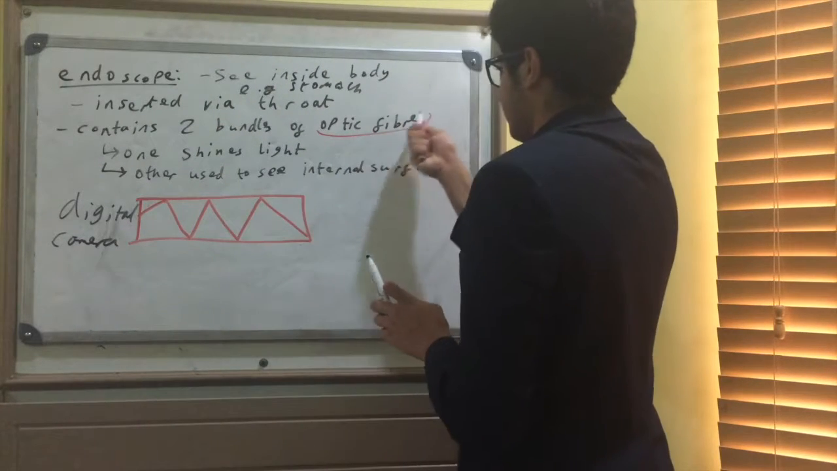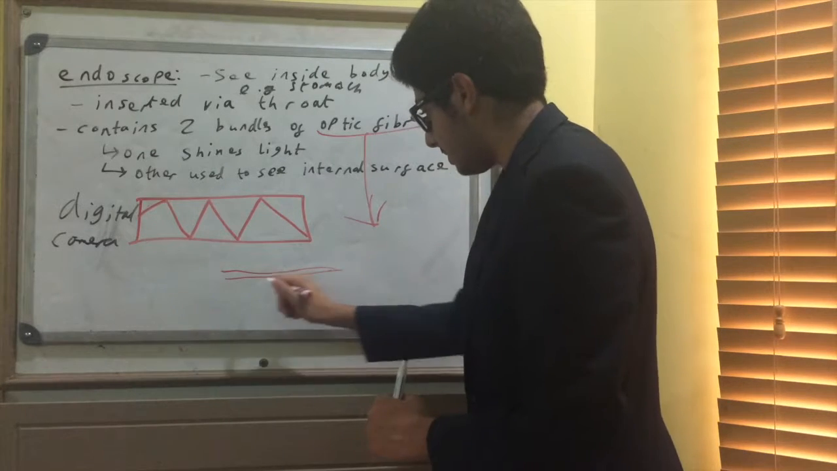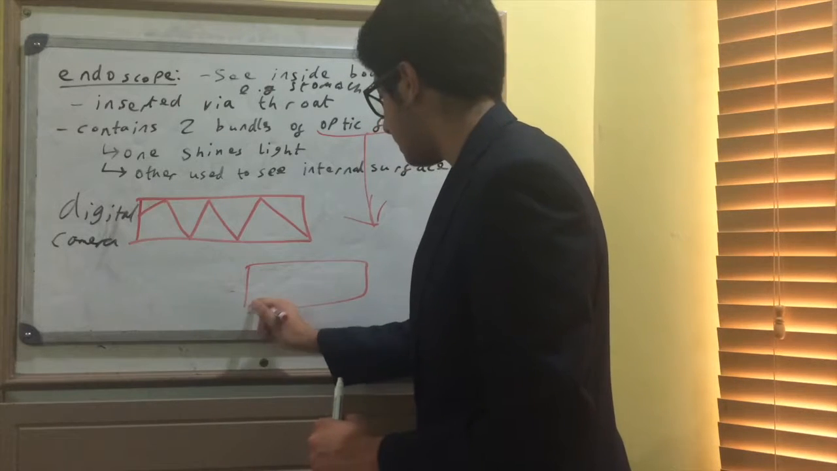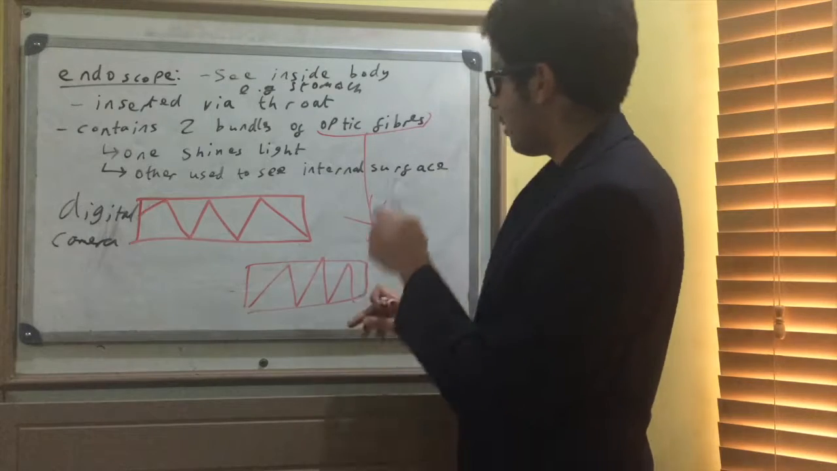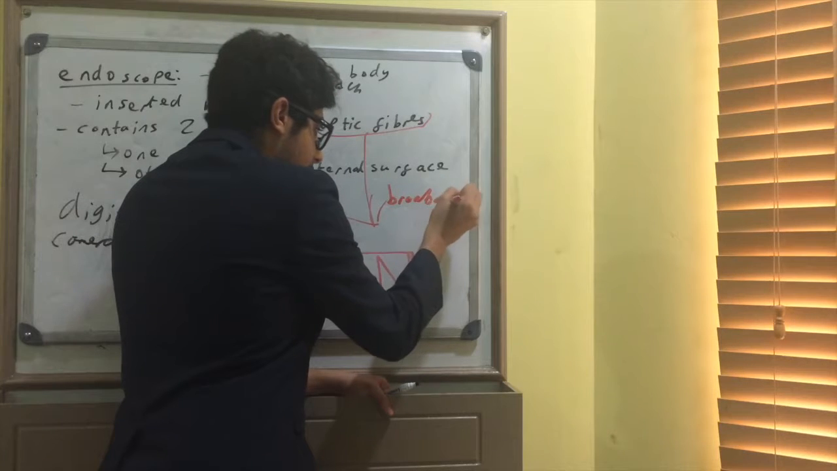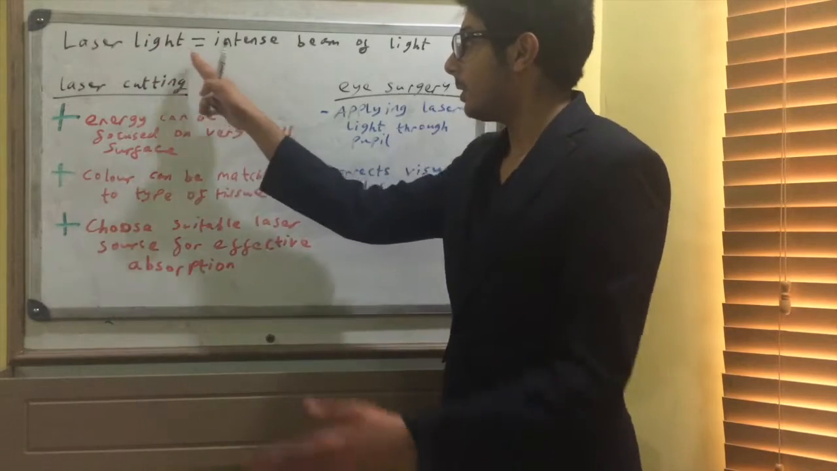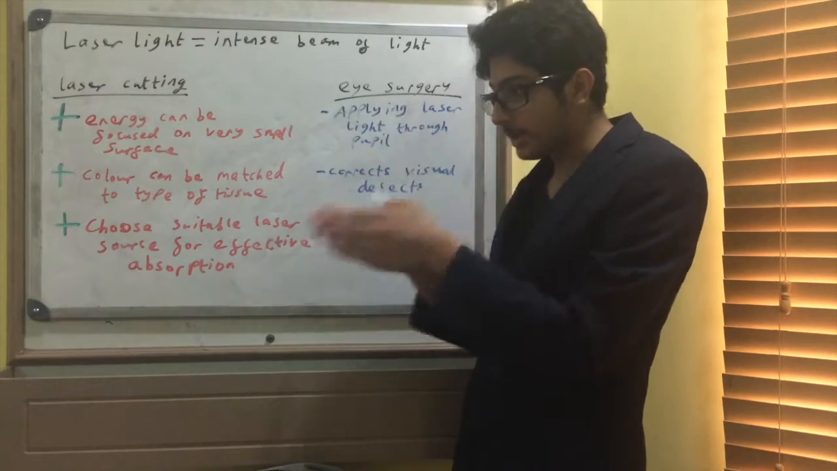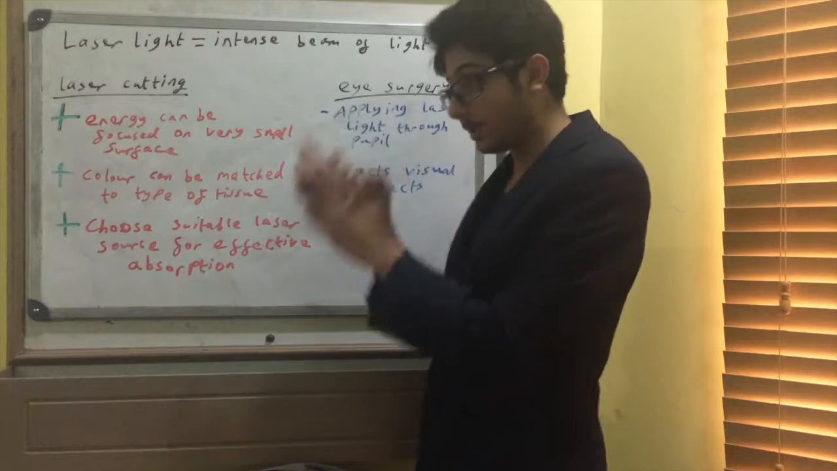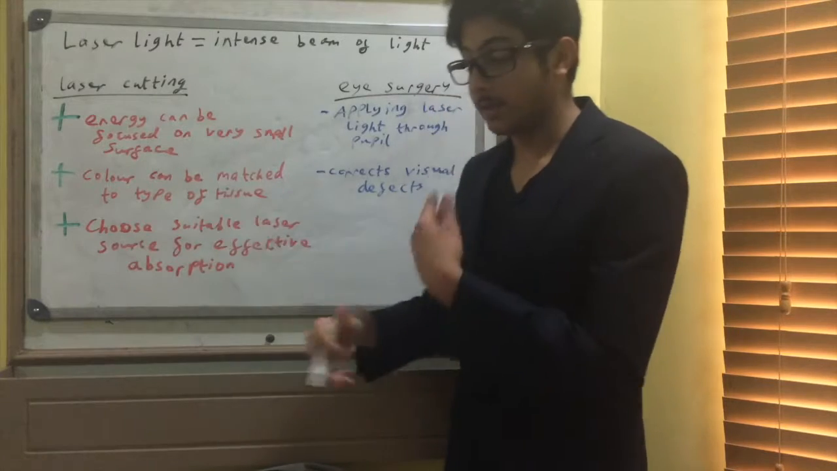And let's look at optic fibers. So optic fibers are like these long strands, and they use the same principle: total internal reflection. And optic fibers are basically used for like broadband signals and stuff like that. Okay, so laser light. Lasers are just an intense beam of light. You do not need to know how you get from light to lasers, but just that it is an intense beam of light.